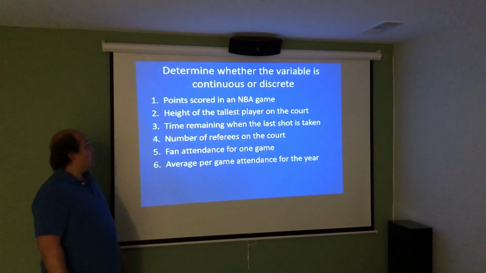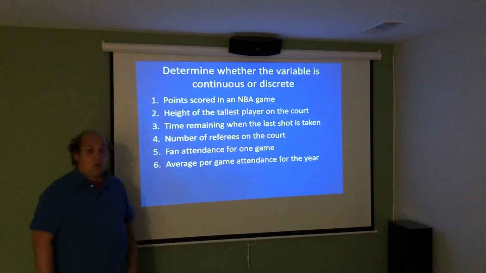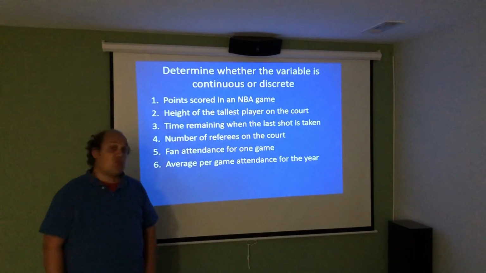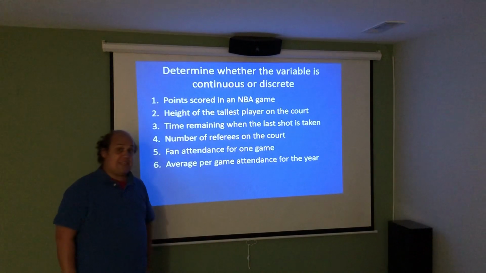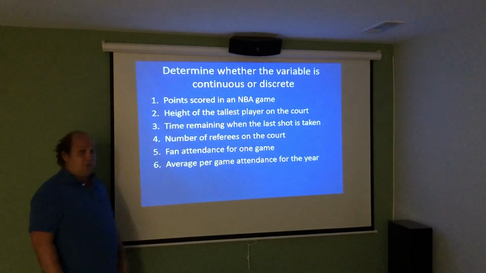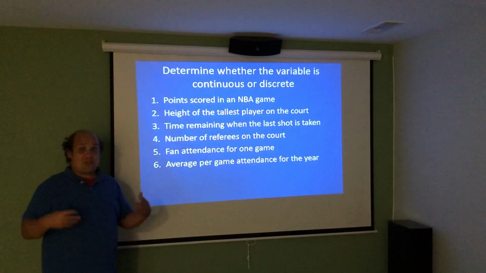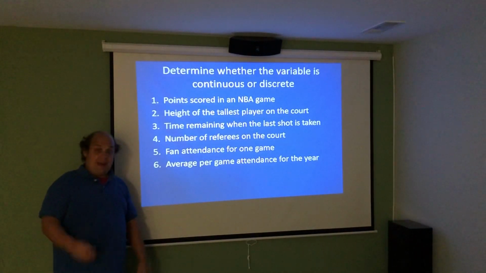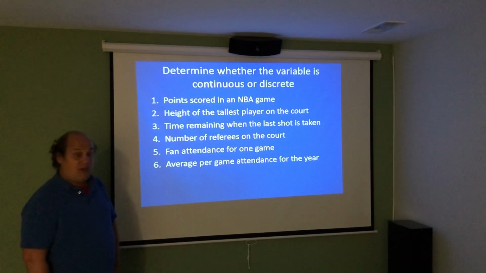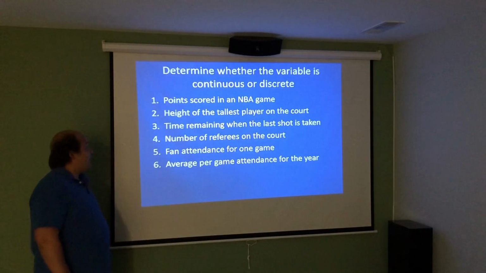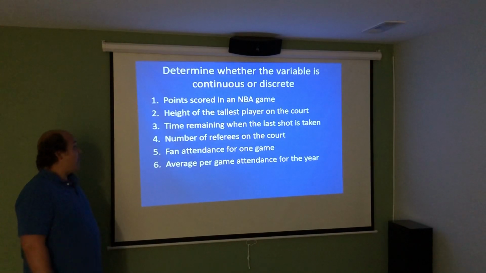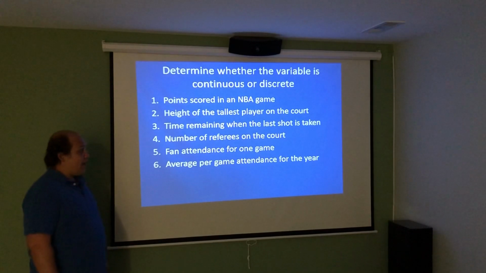So, I want you to think about these 6 quantitative variables and whether they would be discrete or continuous. I'm going to give you like 20 seconds to think on your own. It's possible that you don't have background knowledge about NBA games. No worries. If that ever happens on a question in your homework, ask me about it. I'm going to send you back the knowledge that you would need to answer it. In this case, the variables are points scored in an NBA game, height of the tallest player on the court, time remaining when last shot is taken, number of referees on the court, fan attendance for one game, and the average per game attendance for the year.